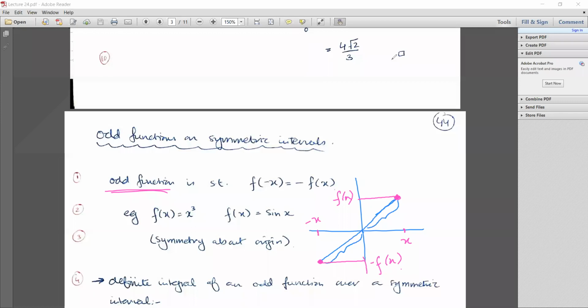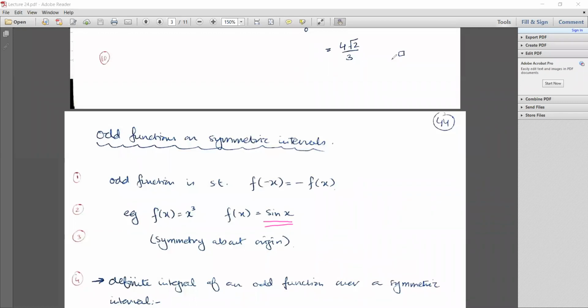So some examples are sine x, right? So this is the graph of sine x. You can see how it's symmetric about the origin, right? Any point, if you take any point on the graph, its image in the origin is also lying on the graph, right? Similarly, x cubed is also symmetric about the origin, and it's also an odd function, right?